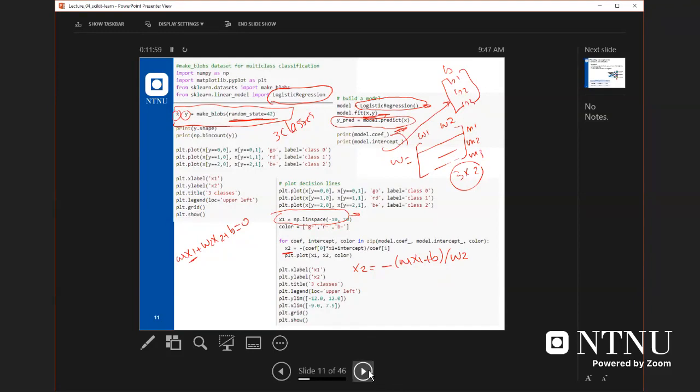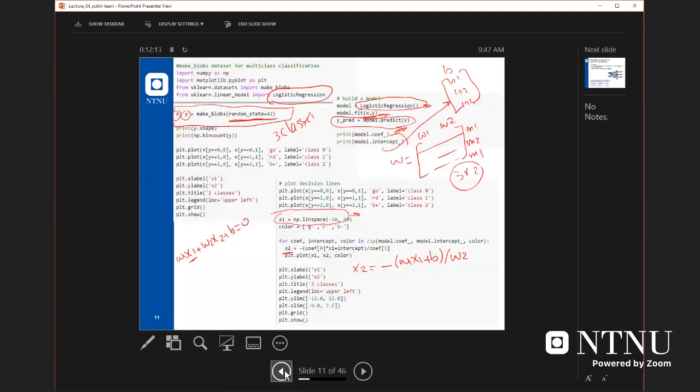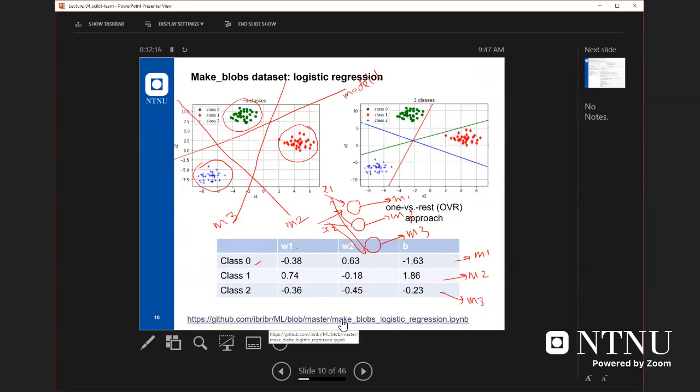So now the task is to extend this one for the iris, and I did it for the iris, and I got those weights. The weights are 3 times 2, and we have the bias vector. Please go to this code, the make blobs logistic regression, and modify it for the iris dataset. Open this file from GitHub, run this one first, and after that, try to modify it for the iris dataset. Maybe we can have 10 minutes for that, but first, do you have any questions? Any questions for that part?